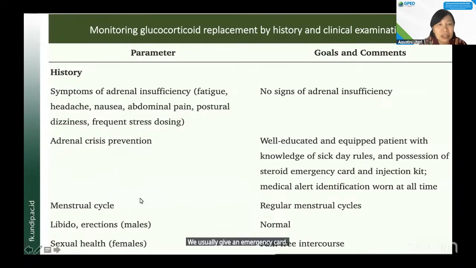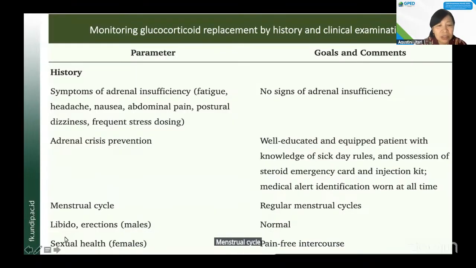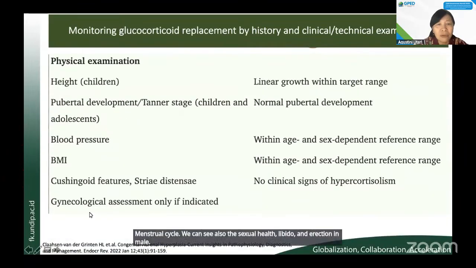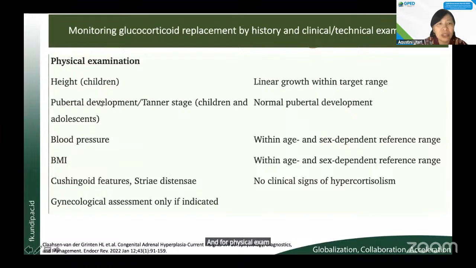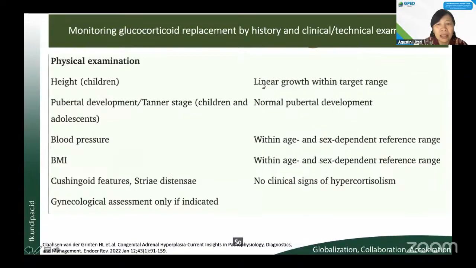And we can see the history of menstrual cycle. If they have good compliance, usually they will also have a regular menstrual cycle. We can see also the sexual health, libido, and erection in males. And for physical examination, in monitoring glucocorticoid replacement, we can see the height. So we hope that their linear growth is within the target range.